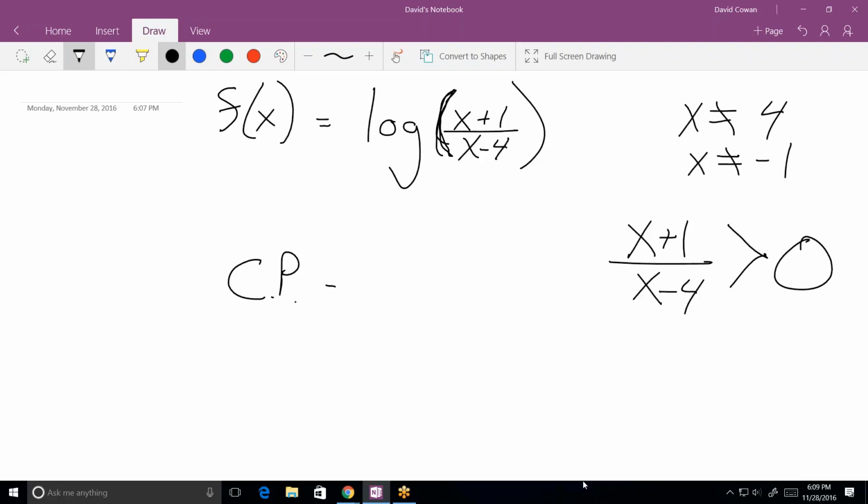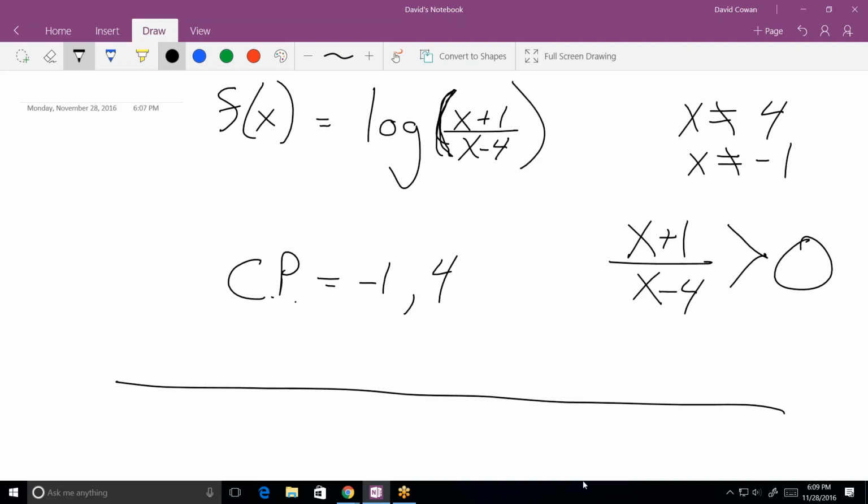First of all, you want to identify your critical points. Critical points are wherever the numerator or the denominator equals 0. So the critical points are minus 1 and 4. Now I'm going to draw a chart, a line, and I'm going to label those points, and only those points. I'm not going to label 0.